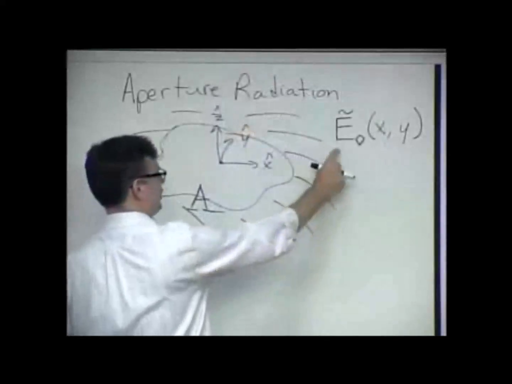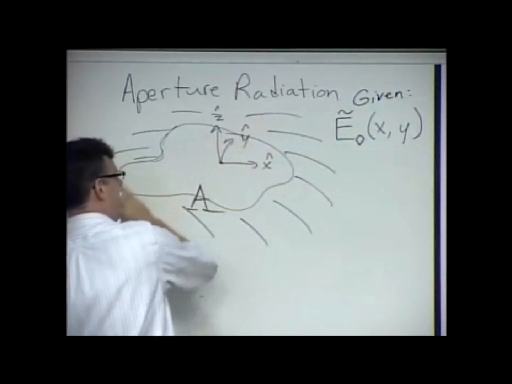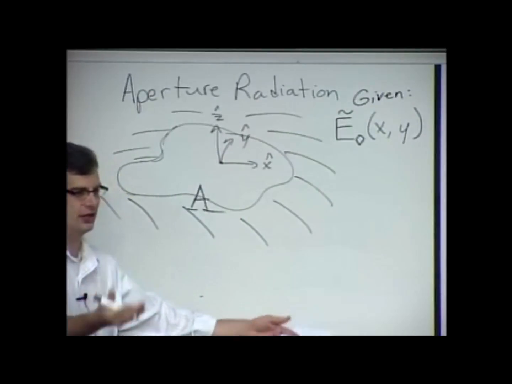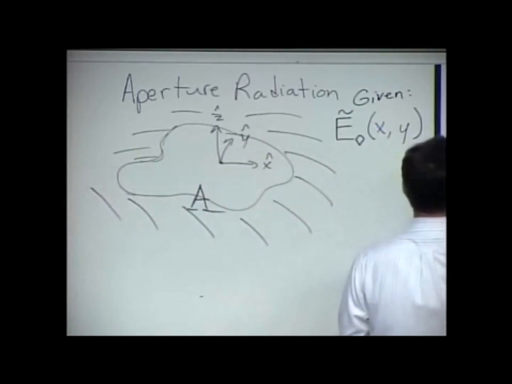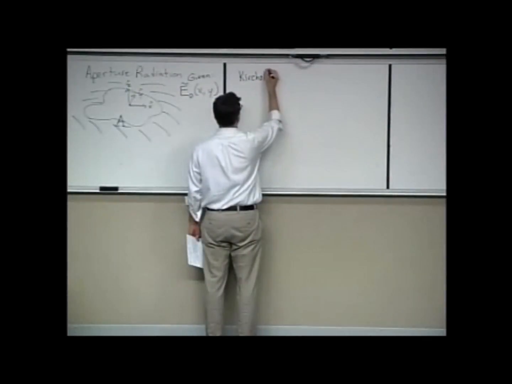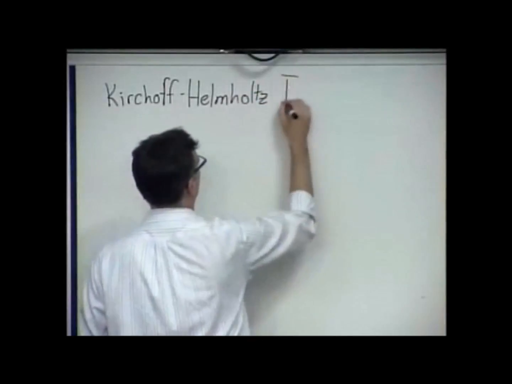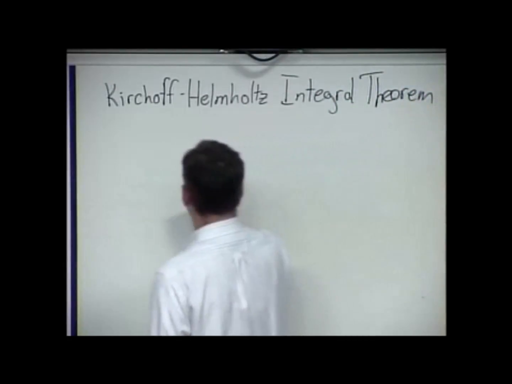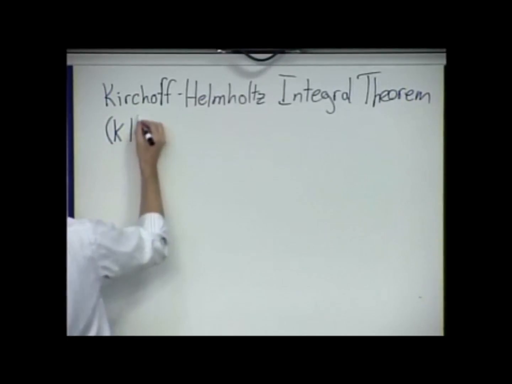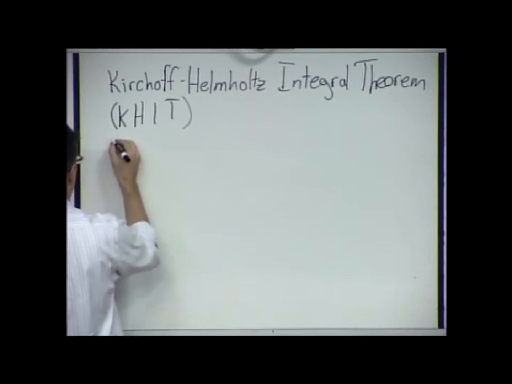Okay, so here's our starting point. This is a given. I know my field along some sort of aperture. Maybe it's in front of a dish antenna, a horn antenna, a reflector of some sort, what have you. How does that translate into far field radiation? Well, the Kirchhoff-Helmholtz integral theorem, or what I will call it for the rest of the class period, its nickname KHIT. This is the general formula. And this is for the far field.